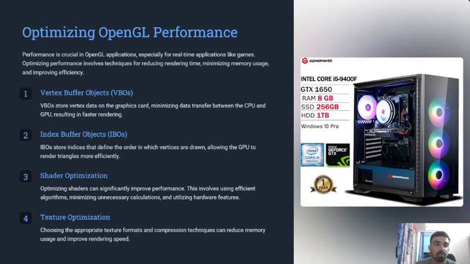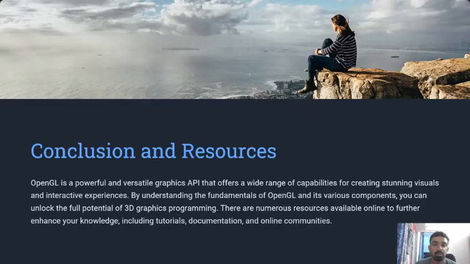Vertex buffer objects store vertices on the graphics card, minimizing the data transfer between the CPU and the GPU, resulting in faster rendering. Index buffer objects store the indices that define the order in which the vertices are drawn. Shader optimization. Optimizing the shaders can significantly improve performance. Texture optimization. Choosing the appropriate texture formats and compression techniques can reduce memory usage and improve rendering speed.